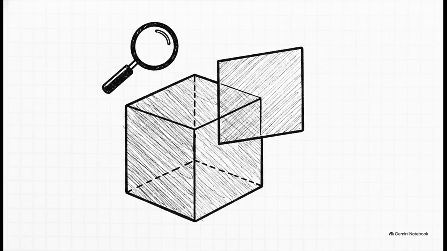Simple enough, right? Now to find the volume, which is the space inside, we multiply length by width by height. 1 times 1 times 1. So our starting volume is exactly 1 cubic unit. Let's lock those numbers in our minds. Side length 1, surface area 6, volume 1.